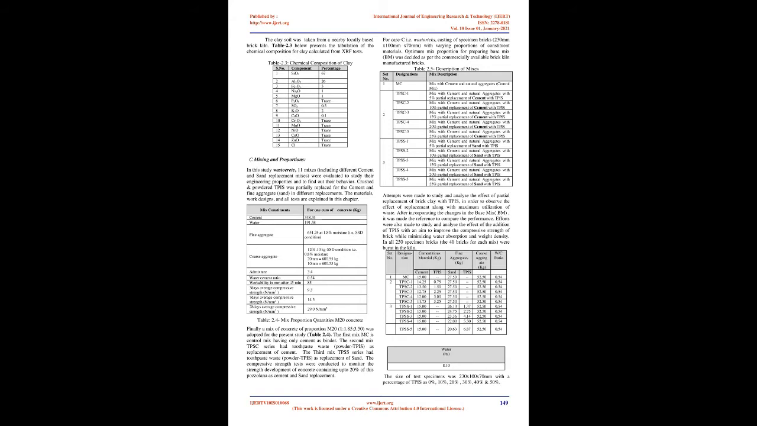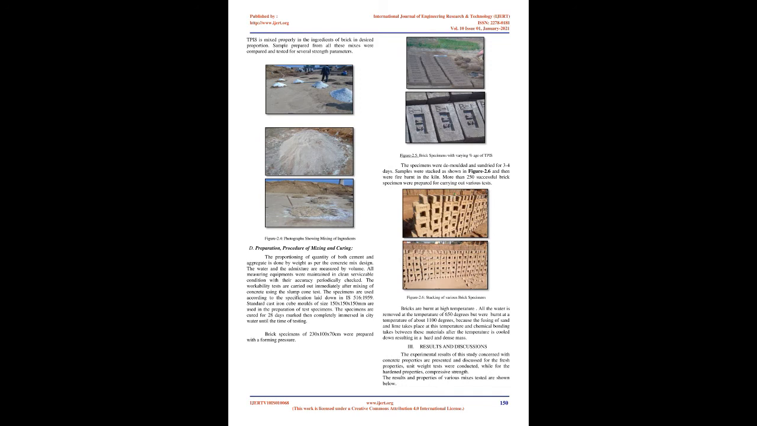The clay soil was taken from a nearby locally based brick kiln. Table 2.3 below presents the tabulation of the chemical composition for clay calculated from XRF tests. C. Mixing and proportions. In this study, Wastocrete, 11 mixes, including different cement and sand replacement mixes, were evaluated to study their engineering properties and to find out their behavior. Crushed and powdered TPIS was partially replaced for the cement and fine aggregate, sand, in different replacements. The materials, work designs, and all tests are explained in this chapter.